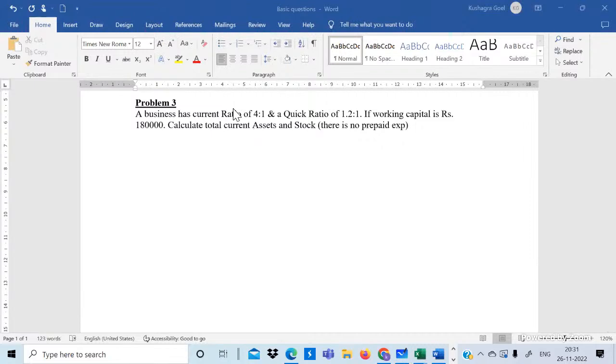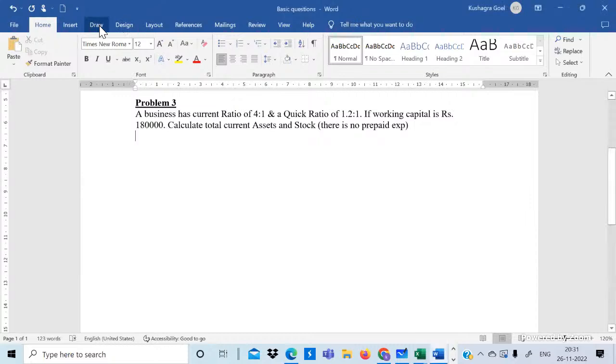Okay, let's resume. Let's look at one more question, and then we'll go back to the main question on ratios. This is again a small question. It's saying a business has a current ratio of 4:1, quick ratio, which is nothing but your liquid ratio or acid test ratio, different names given. So either you call it a quick ratio or acid test ratio or liquid ratio, 1.2:1. Working capital is given as 1,80,000.